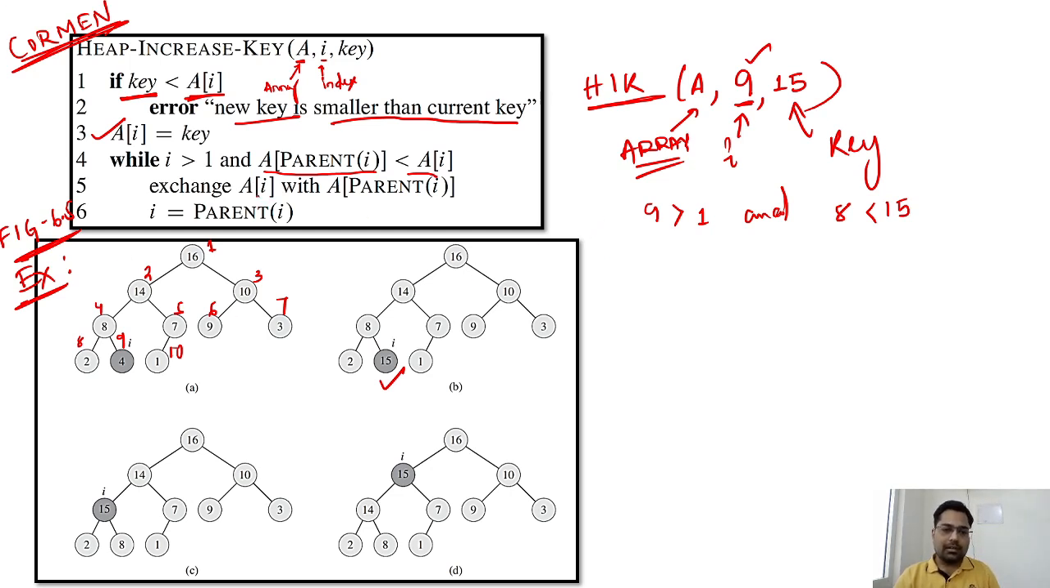Then what we have to do, we have to exchange the value. Where to exchange? Here A of I will be exchanged with the parent, like we will exchange the value with the parent only. We are not going to exchange with the topmost element. We are just exchanging with the immediate parent of it. Why? Because it satisfies the condition. The parent is less than 15. Yes, it is true, and here it is true.